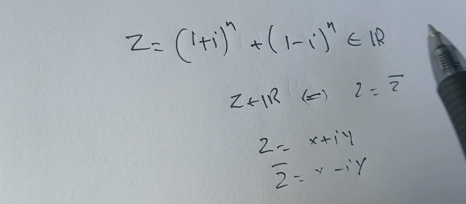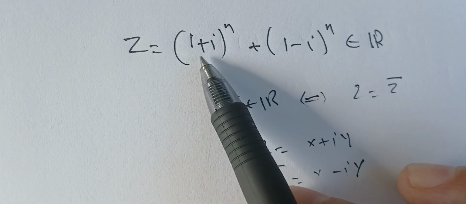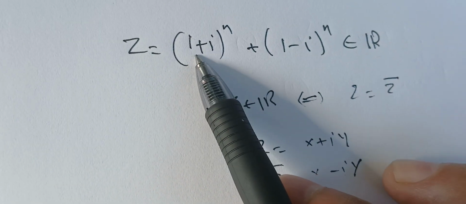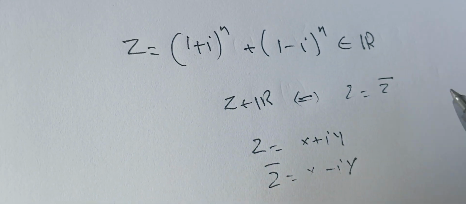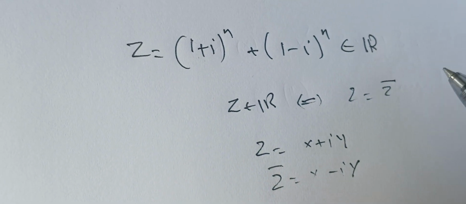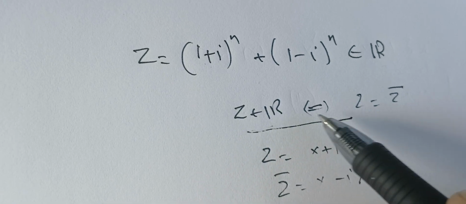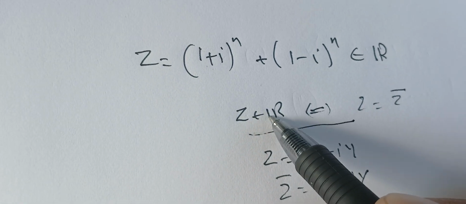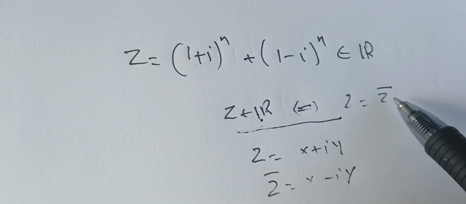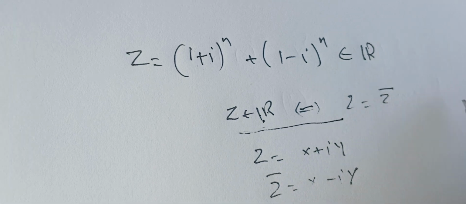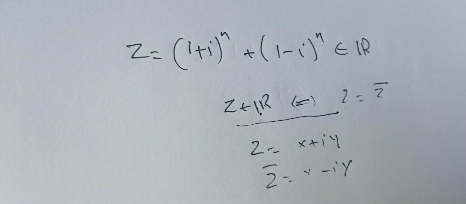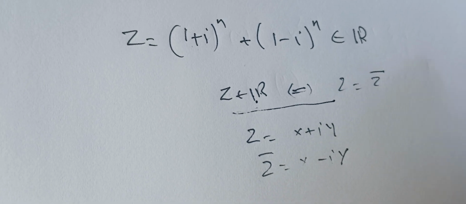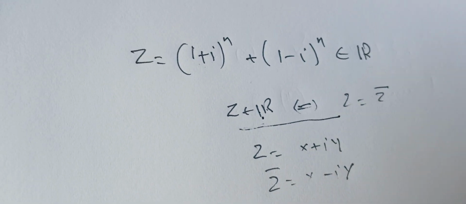We can prove this one using the exponential form of these two numbers, 1 + i and 1 - i. But for us, we're just going to prove it using this theorem: a complex number is real if and only if its conjugate is equal to itself.